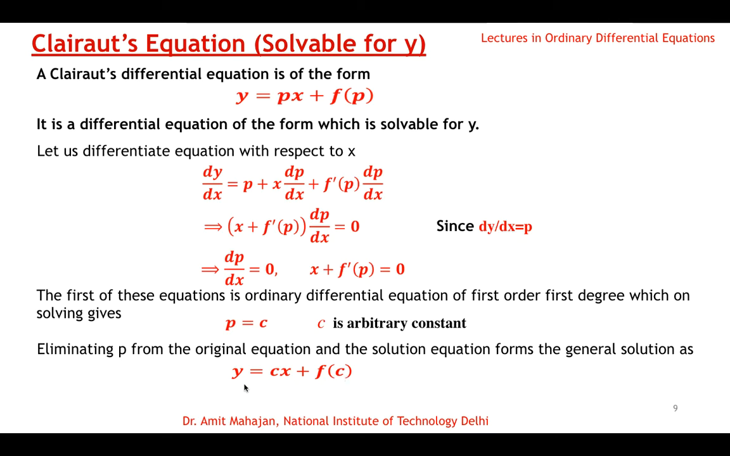Okay, and this solution is a straight line. Okay, so a one parameter family of straight lines with c as the parameter. So this solution of Clairaut's equation can be written directly from here without solving. We just substitute p as constant and that will be the solution.